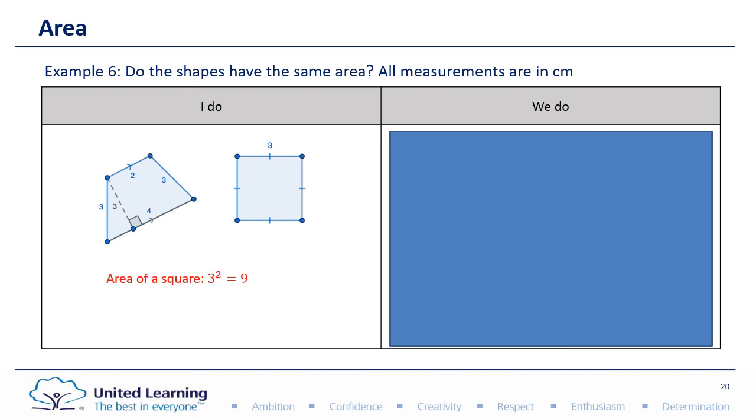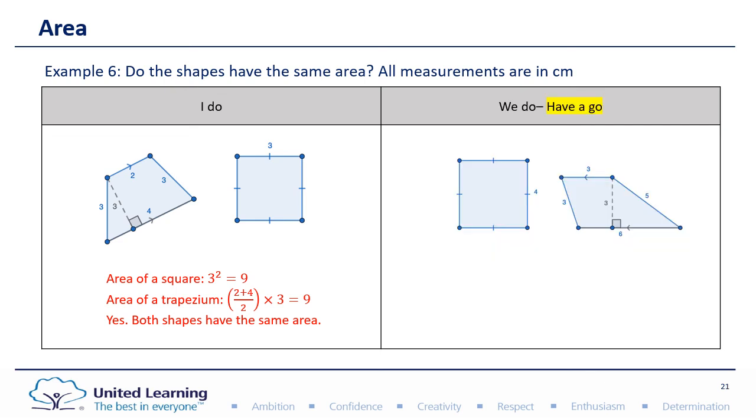The shape on the left is a four-sided shape with a pair of parallel lines. This is a trapezium. To work out its area, we would add the two parallel side lengths together, divide this by 2, then multiply the answer by the perpendicular height. That's 2 add 4, all divided by 2, multiplied by 3, which is 9 centimeters squared. Now we can see that the two shapes have the same area. Now try the we do, and be prepared to mark your work before you move on to the next slide.